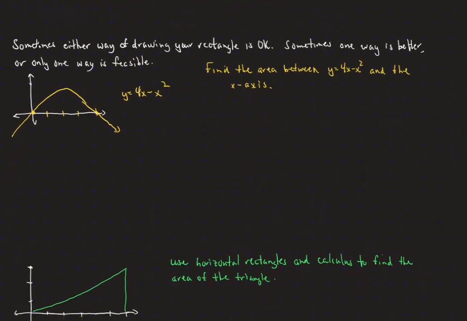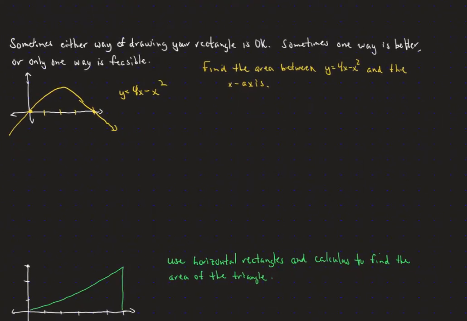Okay. Now, sometimes we're going to be able to slice our areas, our shapes, either using vertical rectangles or using horizontal rectangles, and we have to be able to do it both ways. Sometimes either way that you draw the rectangle will work and doesn't make any difference at all. Other times one way may work better, or maybe only one way will actually work.